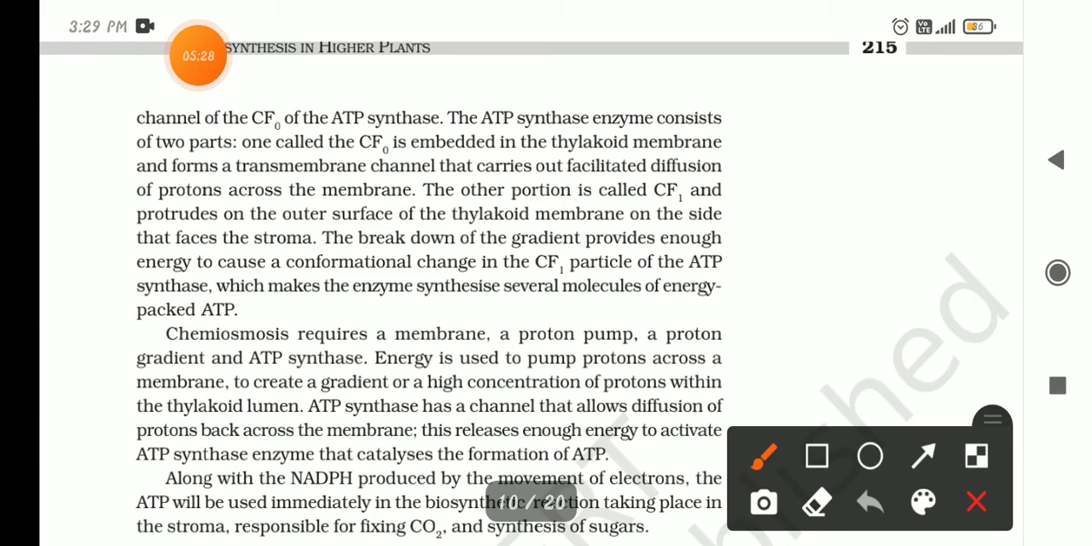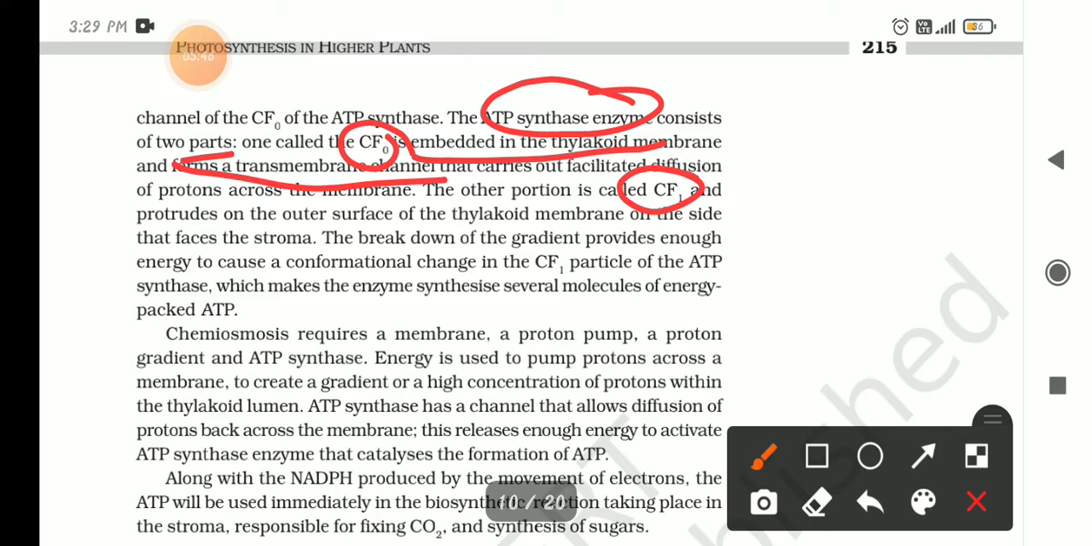And next it is written that the ATP synthase enzyme consists of two parts only. CF0 is embedded in the thylakoid membrane and forms a transmembrane channel that carries out facilitated diffusion of protons across the membrane. The other portion is CF1, which protrudes on the outer side of the thylakoid membrane, the side that faces the stroma. The breakdown of the gradient provides energy to cause a conformational change in the CF1 particle of the ATP synthase, which makes the enzyme synthesize what? Our energy, which is ATP.